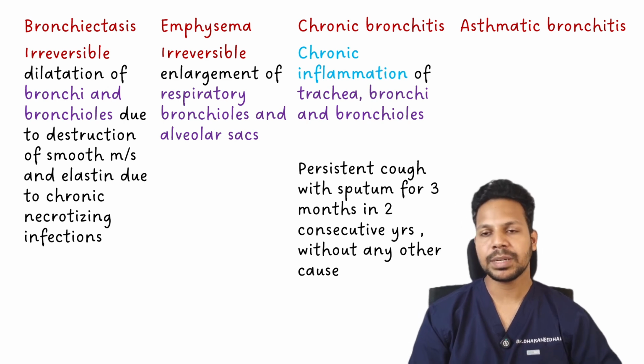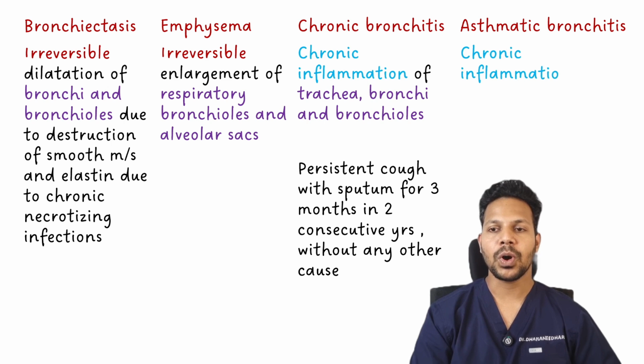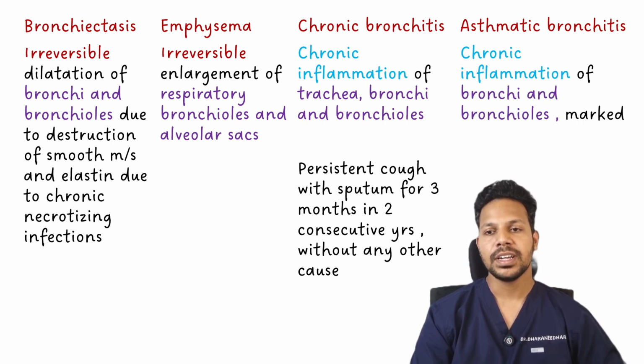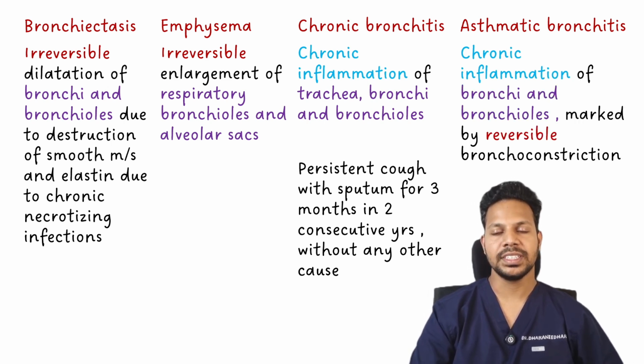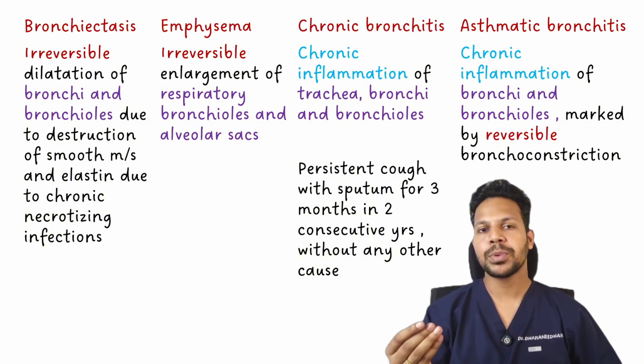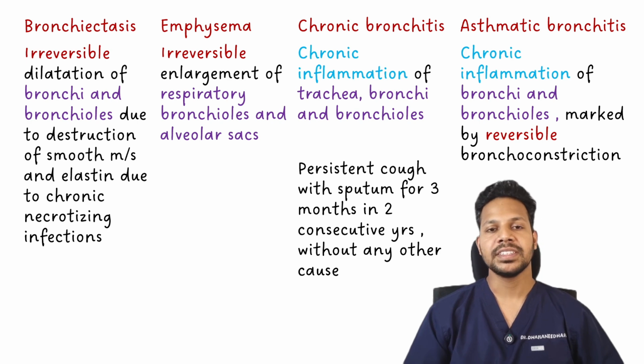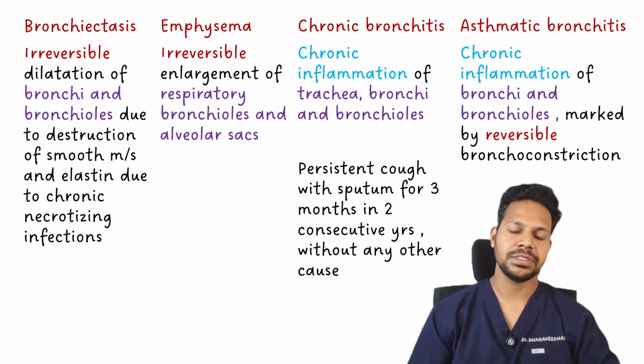And lastly, asthmatic bronchitis. Asthmatic bronchitis is a chronic inflammation of bronchi and bronchioles marked by reversible bronchoconstriction. That is the difference here. Asthmatic bronchitis is because of type 2 or non-type 2 inflammation, and it is also a kind of chronic inflammation but without significant structural damage to the airways, and hence the reversible bronchoconstriction.